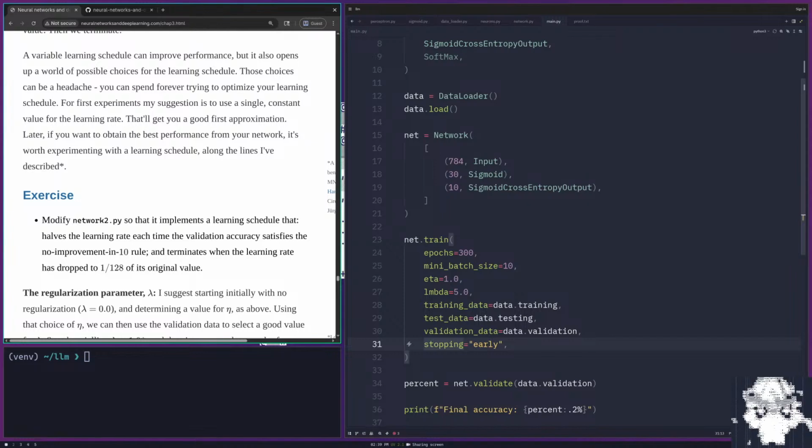Modify network2.py so that it implements a learning schedule that halves the learning rate each time the validation accuracy satisfies the no-improvement-in-10 rule, and terminates when the learning rate has dropped to 1/128th of its original value. Okay.